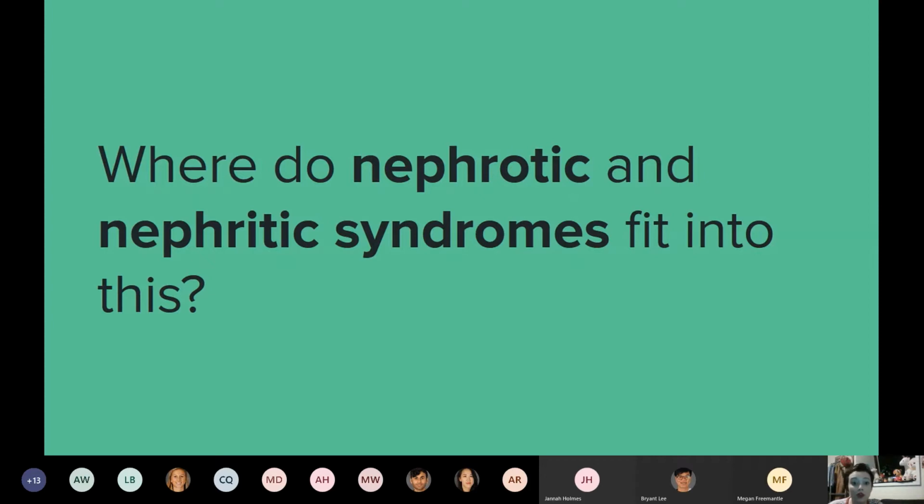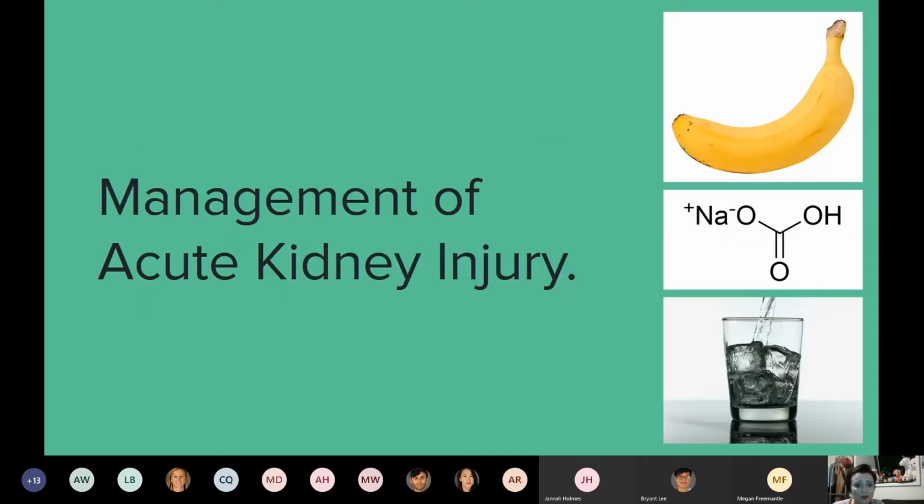When we went through those conditions earlier, for some of them we said, this presents like nephrotic, this presents like nephritic. Just to get your heads around it, those are not etiologies in themselves. Some people might think that's really obvious, but for me, when I was first learning them, I actually needed it spelled out to me.